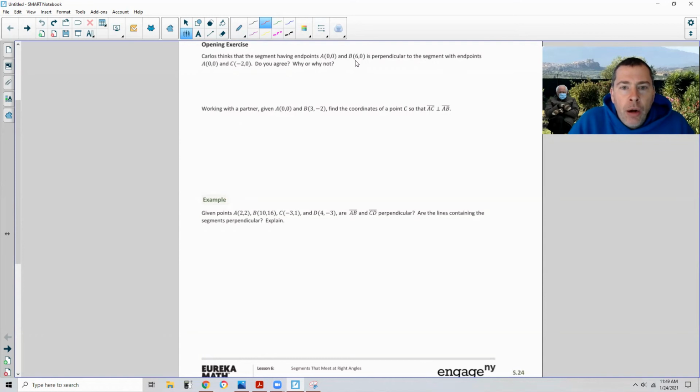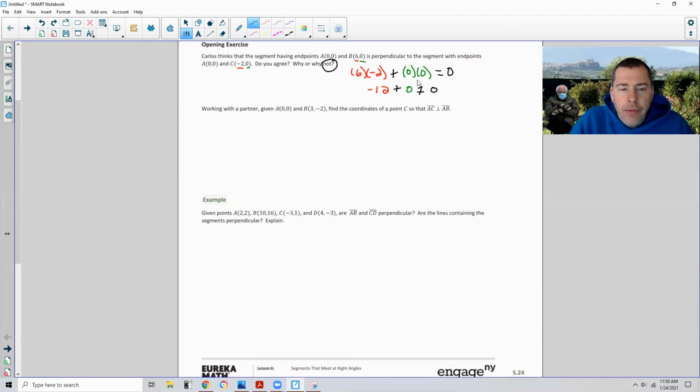at the origin are perpendicular, all we need to do is multiply our x values. So we take 6 times -2, and we add that to the y values' product, which is 0 times 0. And those have to equal 0. So do the products of the x's plus the products of the y's equal 0 in this case? Well, 6 times -2 is -12. And obviously 0 times 0 is 0. So -12 plus 0 does not equal 0. So therefore, I do not agree.